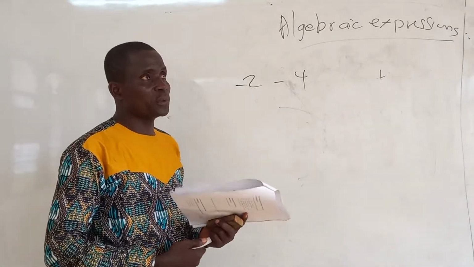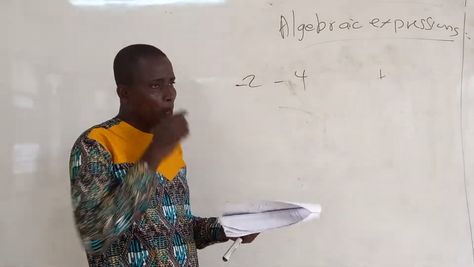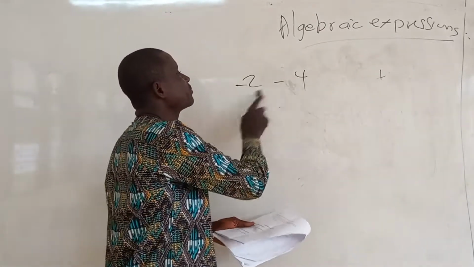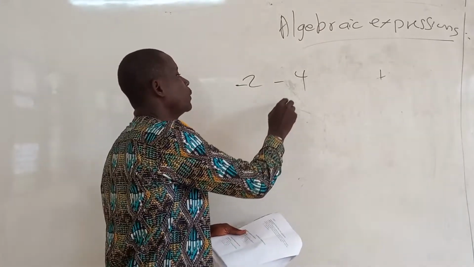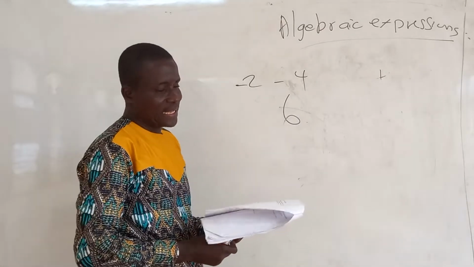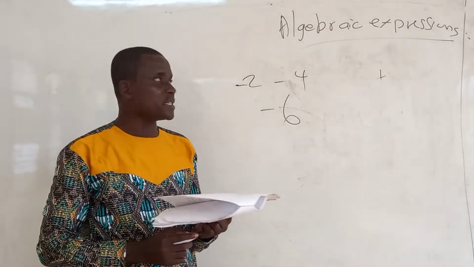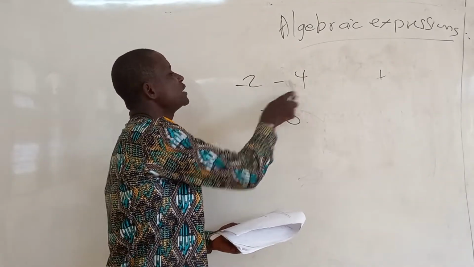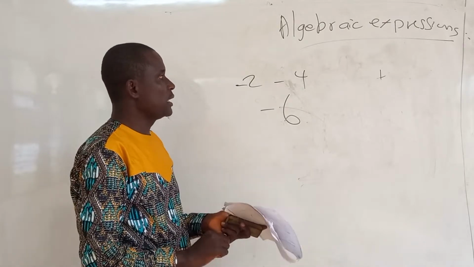Negative 2 minus 4. This is more or less like integers. Negative 2, negative 4: you just add the numbers. The numbers are what? 2 plus 4 will be equal to 6. And the common sign is what? Negative. So I bring negative here. I'm repeating: negative 2, negative 4 is negative 6.